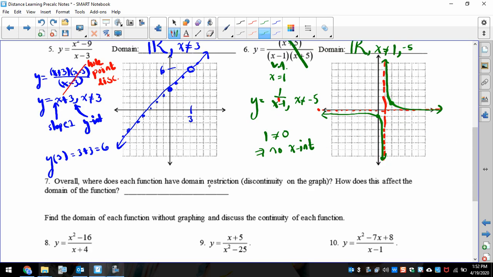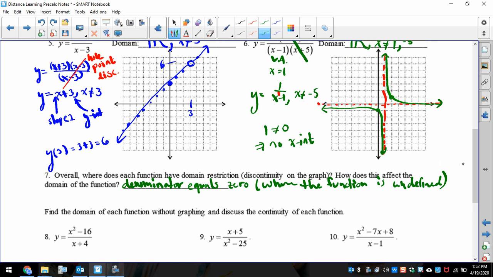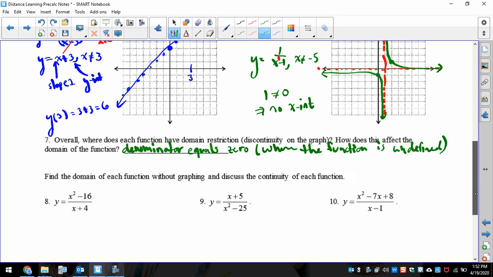Overall, where does each function have a domain restriction or discontinuity on the graph? How does this affect the domain of the function? It has a discontinuity or domain restriction when the denominator equals 0. Or you could just say where the function is undefined. How does this affect the domain of the function? Well, for rational functions, wherever the domain is restricted, it has a discontinuity, and wherever it has a discontinuity, the domain is restricted. Okay, I think that's sufficient for number 7 there.